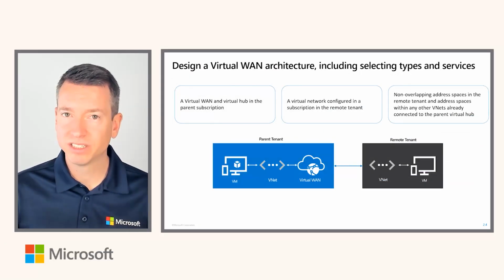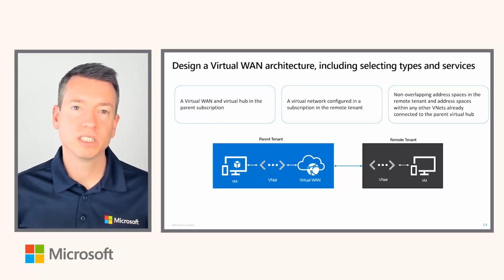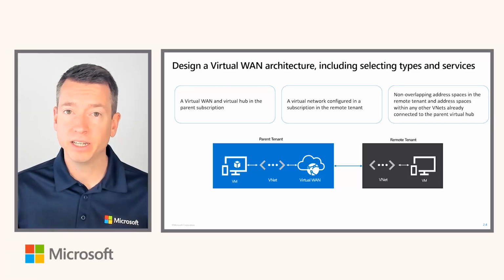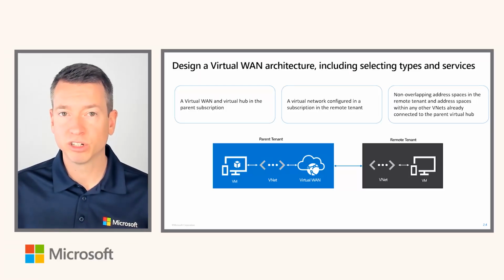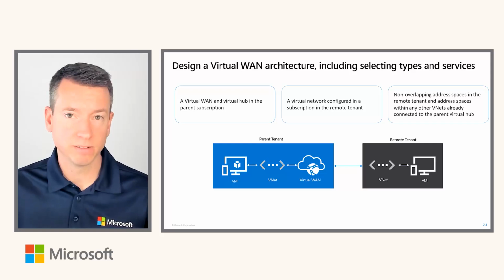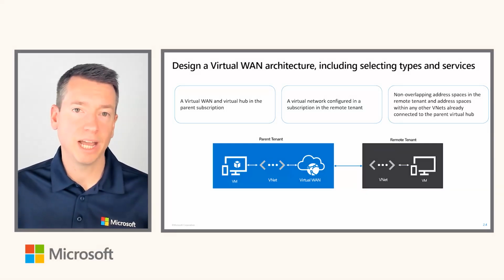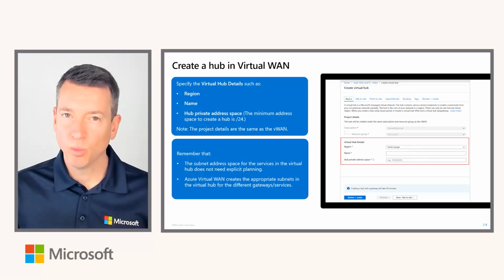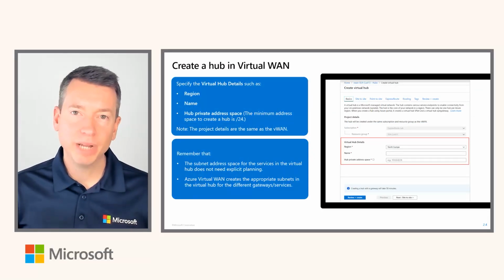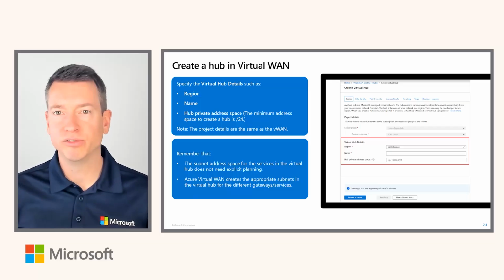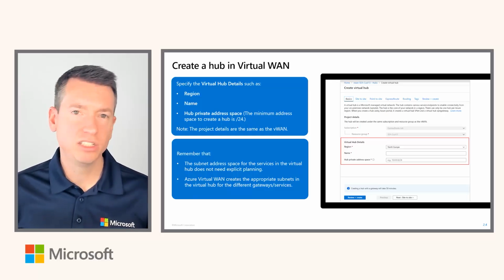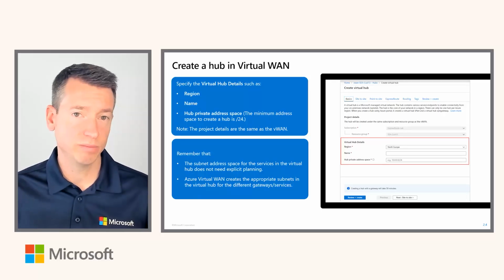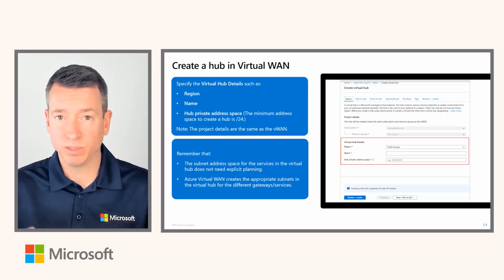Before you connect a cross-tenant VNet to a Virtual WAN hub, you must have the following configuration already set up: a Virtual WAN and Virtual Hub in the parent subscription, and a virtual network configured in a subscription in the remote tenant. Ensure that you have non-overlapping address spaces in a remote tenant. When you create a virtual hub in Virtual WAN, the minimum address space is /24 to create a hub. And there is no need to explicitly plan for subnet address space for the services in the virtual net, because Microsoft does this as part of the service itself.